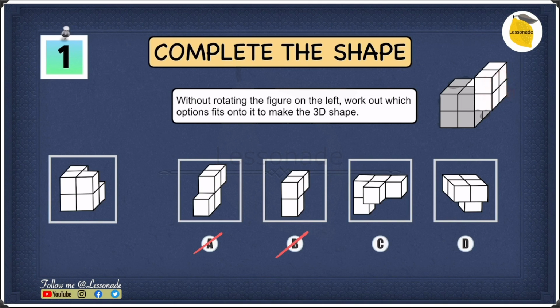We have all 4 of these cubes forming some sort of a square shape right here. And in C, we do not have any sort of square shape. So that means cross out C. We're only left with D, but let's check D just to be sure. And D does have a square shape. It has one right here. We're left with D, and D ticks all the criteria, which means our answer will be also D.